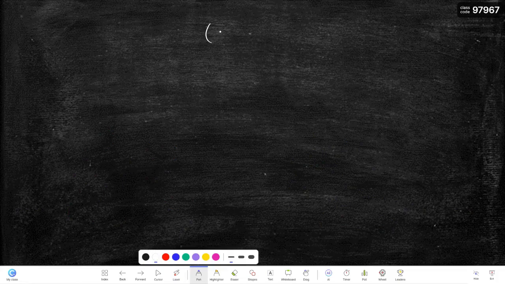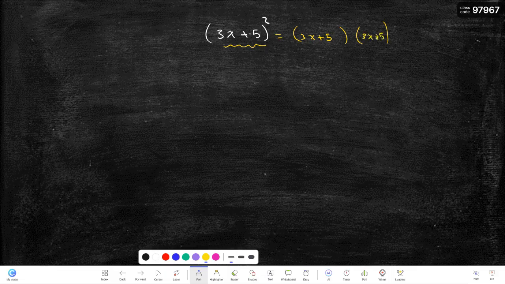So if we say that we have here 3x plus 5 squared, this is a binomial squared, and I don't like the first method that I mentioned. I need to use a different way to find the answer. Anything squared is the same as the same thing multiplied by itself. So it's the same as 3x plus 5 multiplied by itself, which is 3x plus 5. And here you can use the distributive property or the FOIL method or the table method. I prefer to use all of them right now in this video. So I'm going to use first of all the distributive property method.